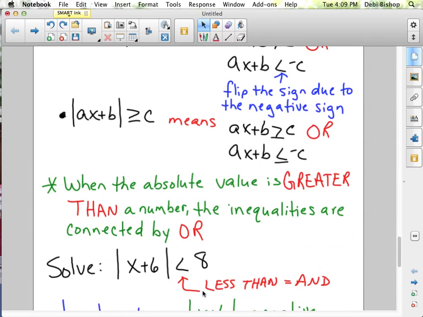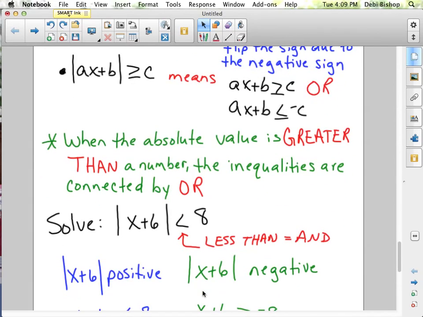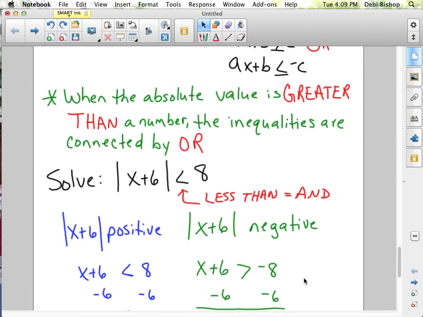So let's do some examples. Solve: the absolute value of x plus 6 is less than 8. So less than, I know, is going to be connected by an and. So again, I'm going to say, okay, the absolute value of x plus 6 has a positive answer and a negative answer. You do two types of problems.